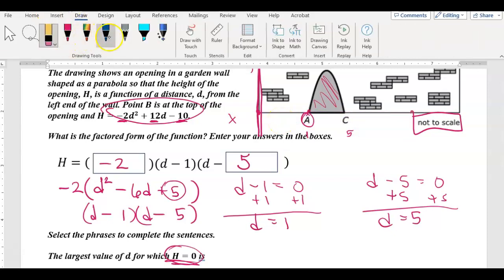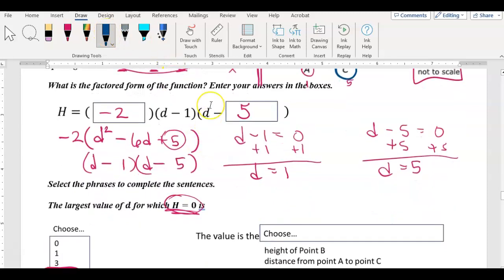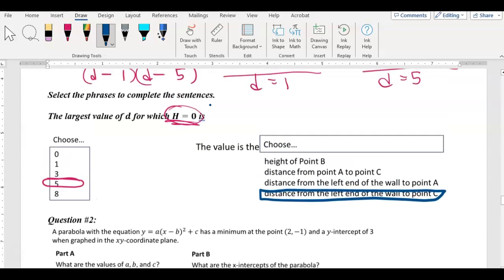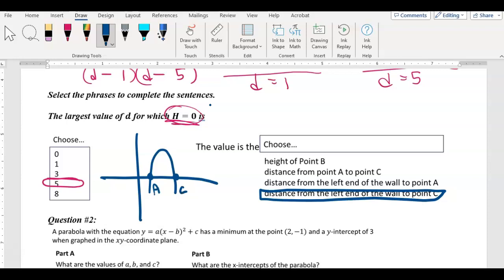So we're looking at that distance from the y-axis. So the distance from the left end of the wall to point C. All right, now, if it's helpful for you, think of this as the parabola, and this is the end of the tunnel on that side, and this is the other end. So this is A, this is C. This would be 1, 2, 3, 4, 5. I didn't draw that super well, okay? But this would be 1 point away, and this would be 5.